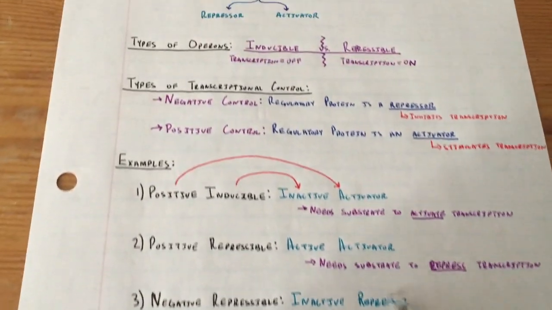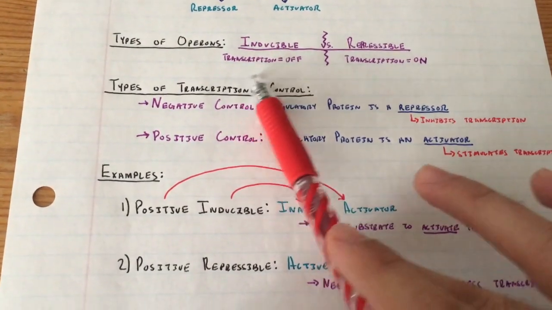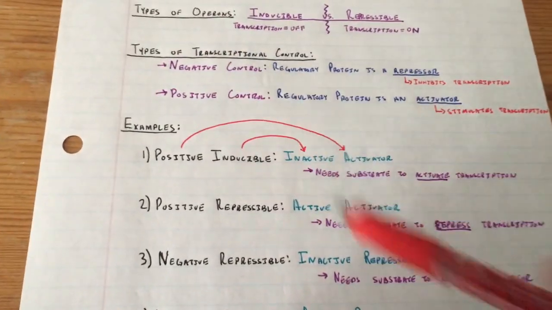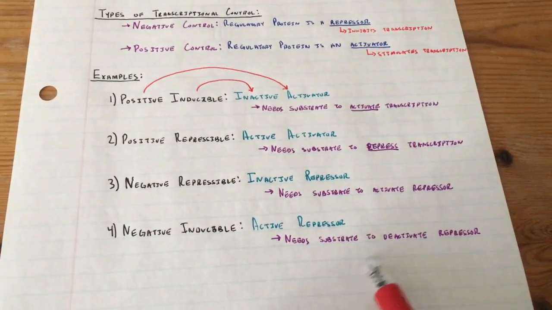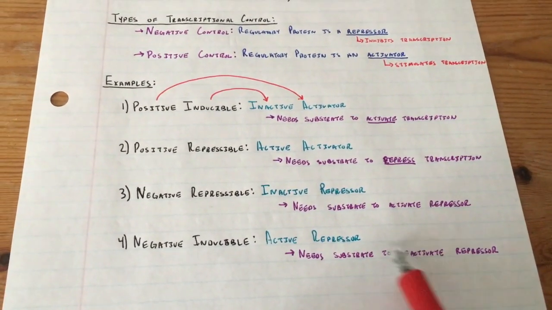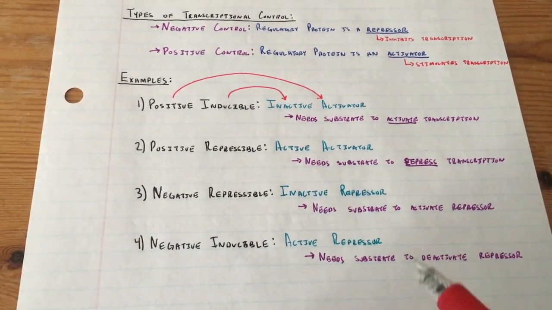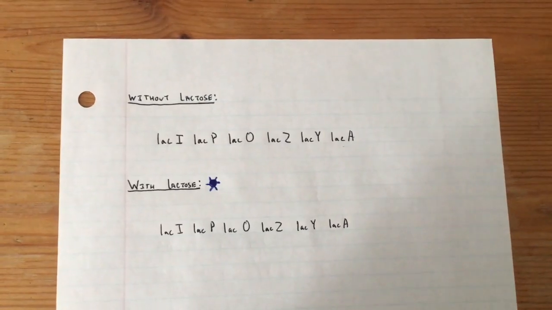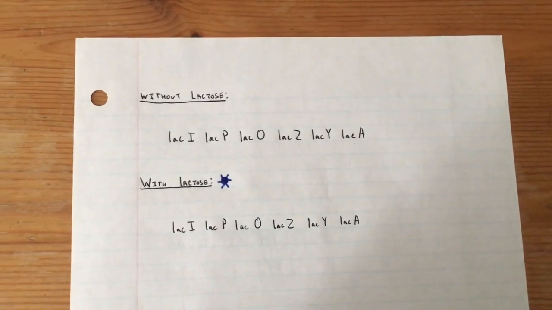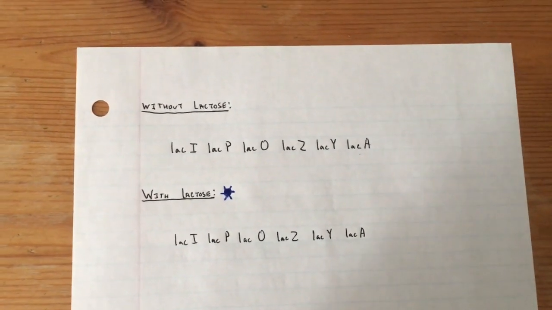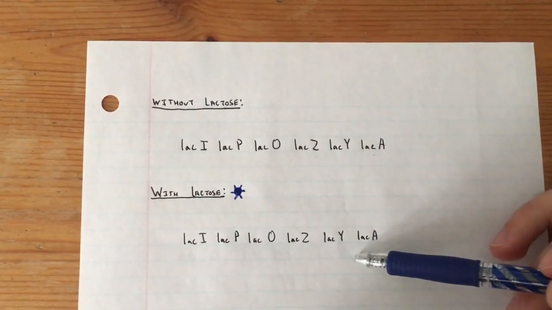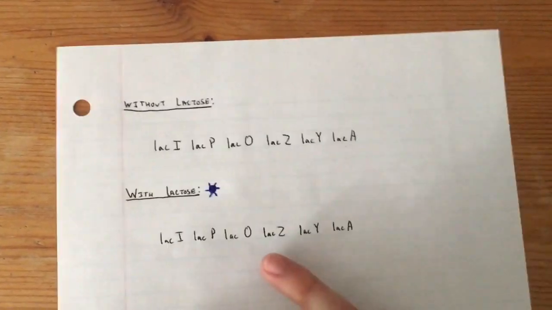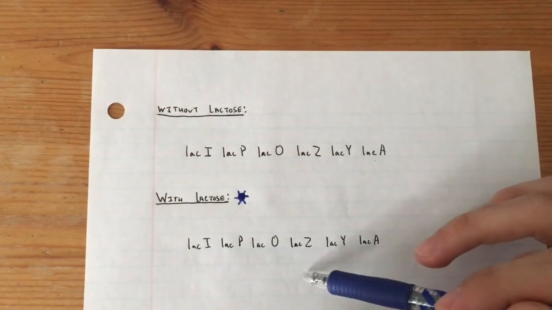Inherently, transcription is going to be off, right? Knowing that it's going to be off, we're going to need that substrate to deactivate the repressor in order to transcribe. Okay, so now we're going to see how good I am at doing two things at once. We're going to see how the lac operon works with and without lactose.